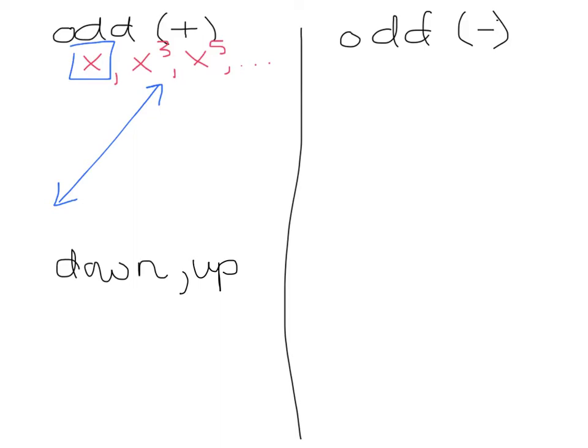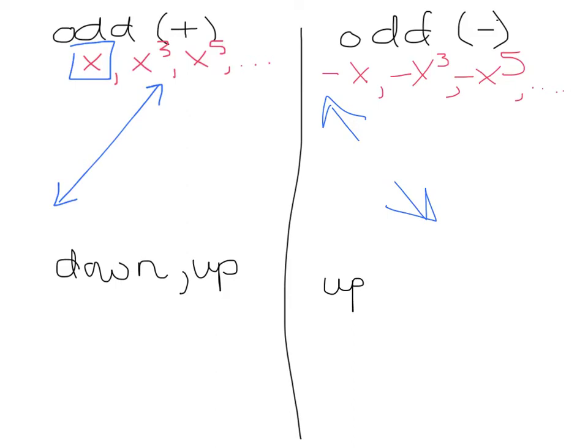Odd negative polynomials would be like negative x cubed, negative x to the 5th, and so on. That negative would take your line and flip it over. I don't care about what's happening in the middle, so I can erase it. On the left-hand side, my arrow is pointing up, so my end behavior is up. On the right-hand side, my arrow is pointing down, so my end behavior on the right is down.